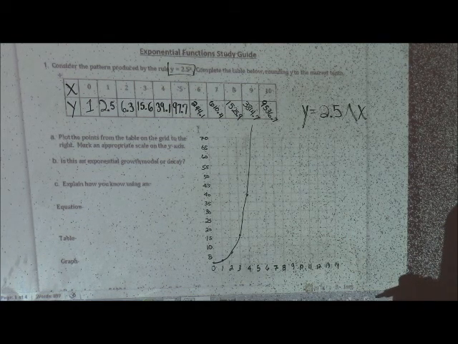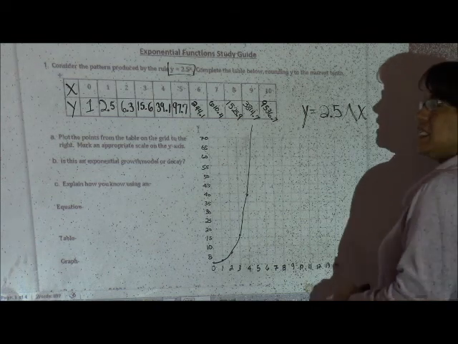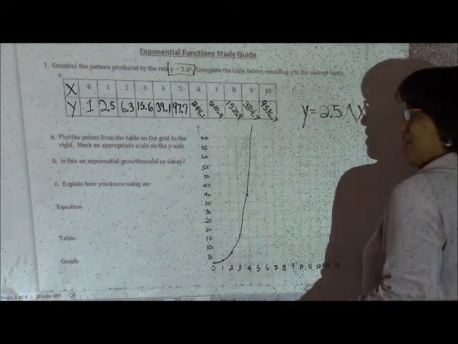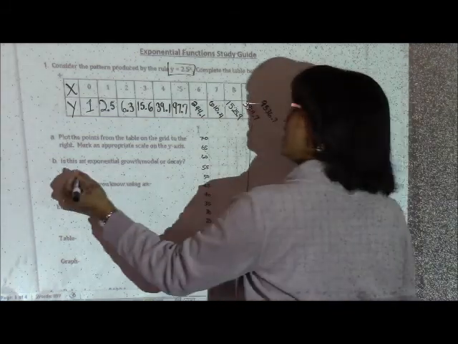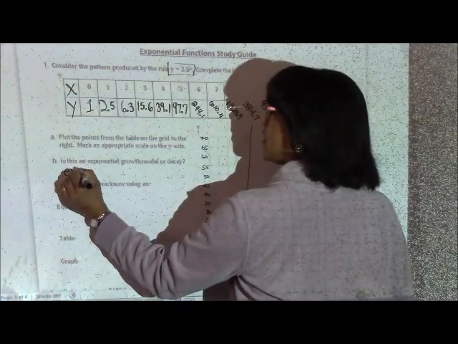B, is this an exponential growth or decay? Okay, this is an exponential growth because as x increases, y increases exponentially. So we're going to say exponential growth.